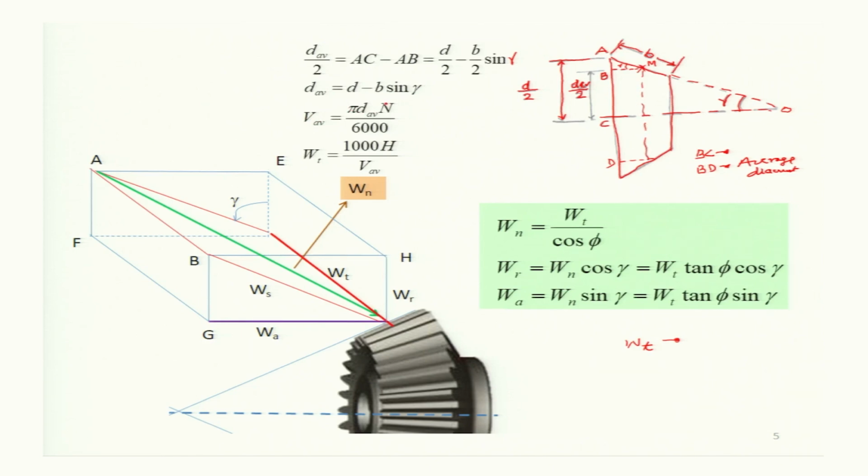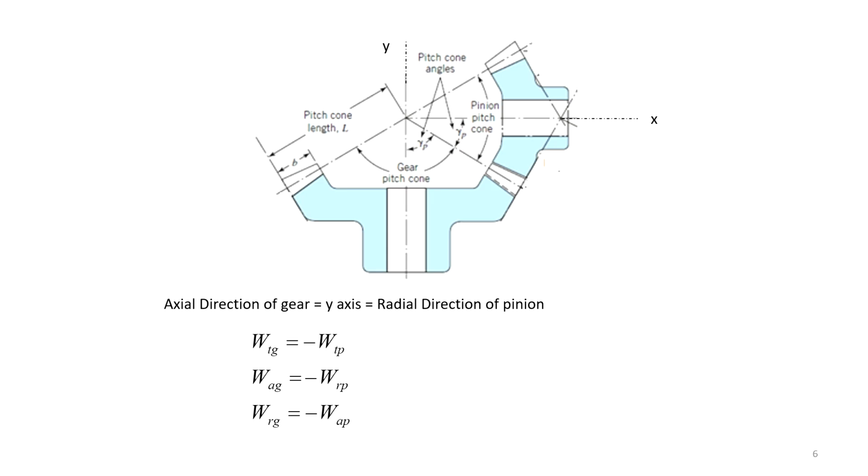So, average pitch line velocity corresponding to this point M will be given by pi D average N P, the revolution of this pinion, divided by 6000, and so WT is 1000 H, the power which you want to transmit, divided by V average. So, WT can be obtained this way, and knowing the WT you will get the different forces which will act on the bevel gear in the axial direction, in the radial direction, and in the tangential direction, WT.